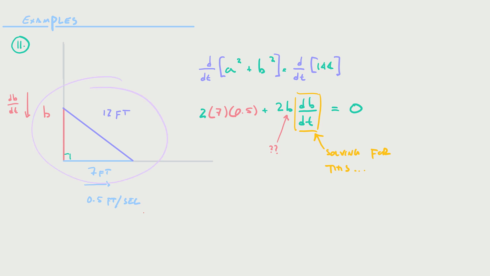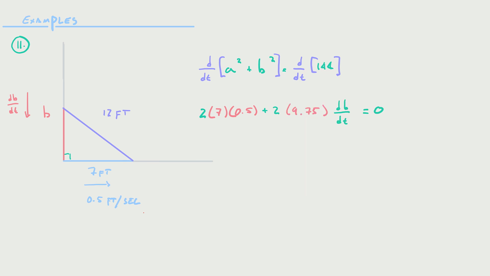But we can take this triangle that we've created and solve for b just using the Pythagorean theorem. Right? In this triangle, b squared plus 7 squared is equal to 12 squared. Doing some math gives us not 9.75, but it's approximate. It's like 9.746, some stuff. So I'm definitely approximating here a little bit. But I got 9.75 feet for b. So I plugged that in, and now I can solve for dB/dt.